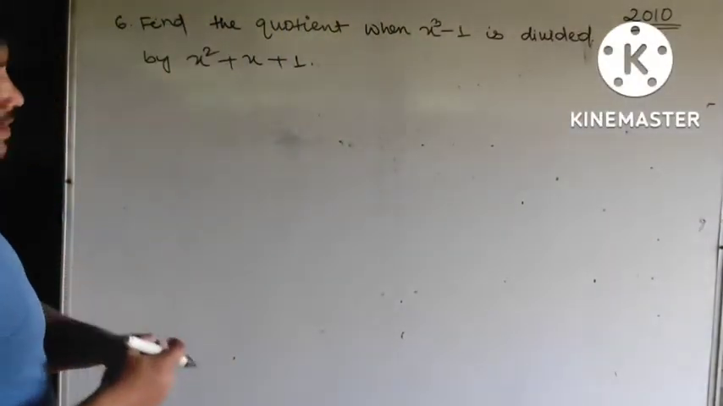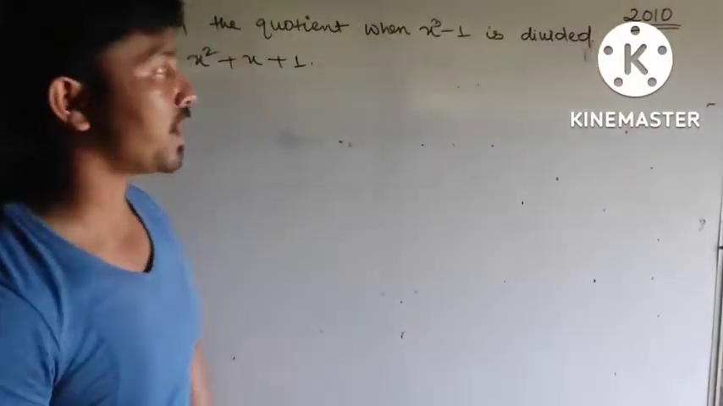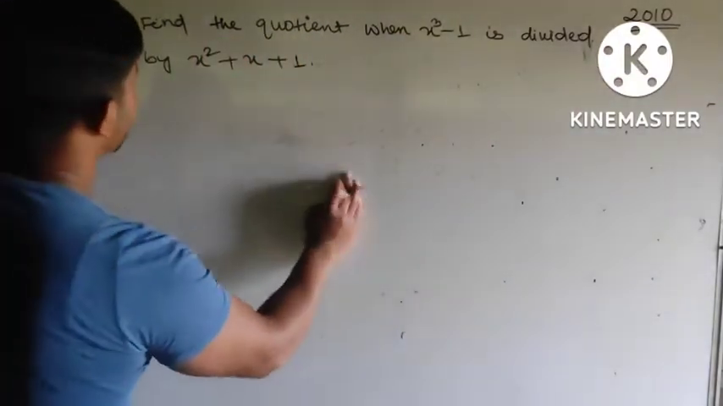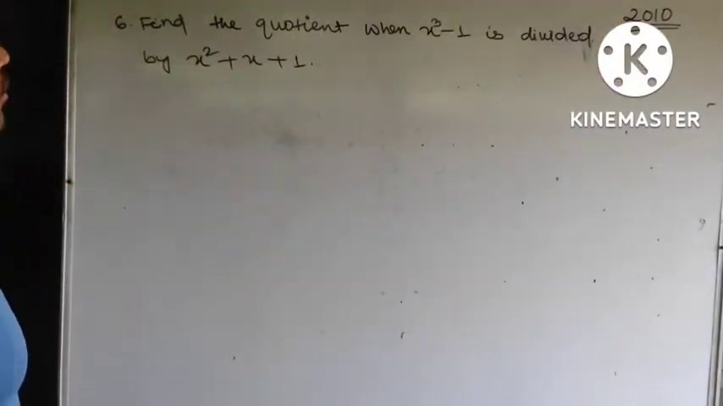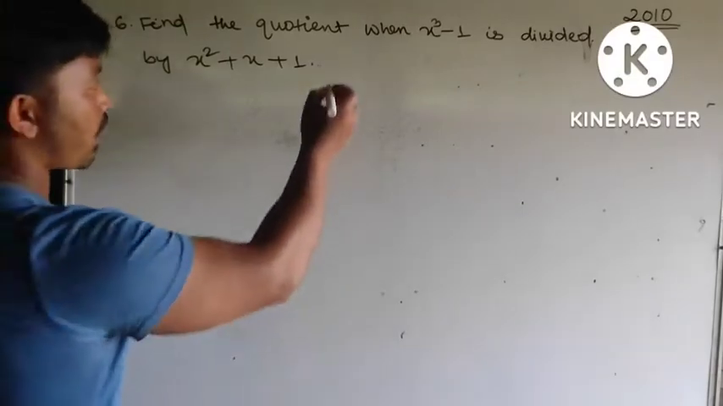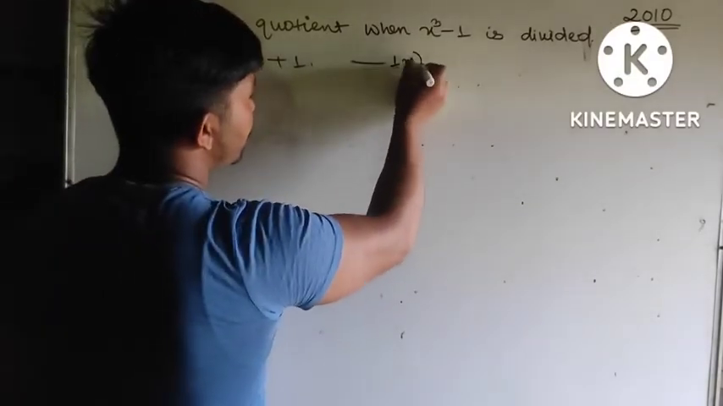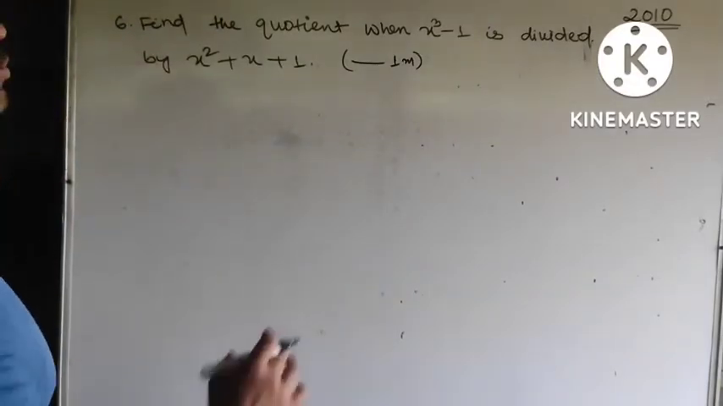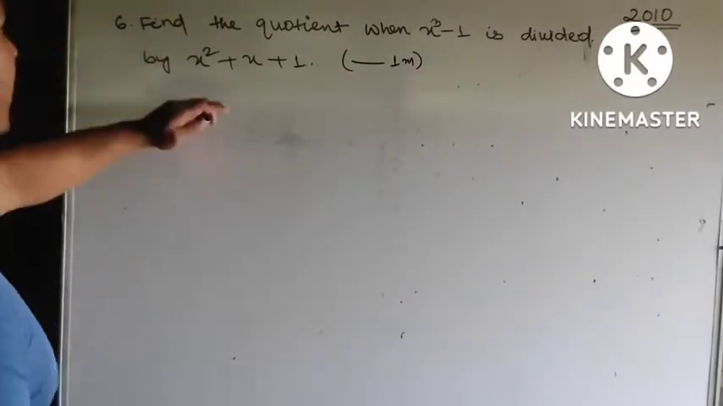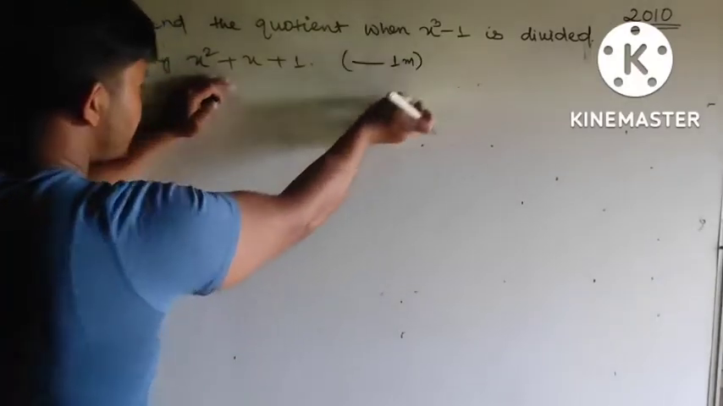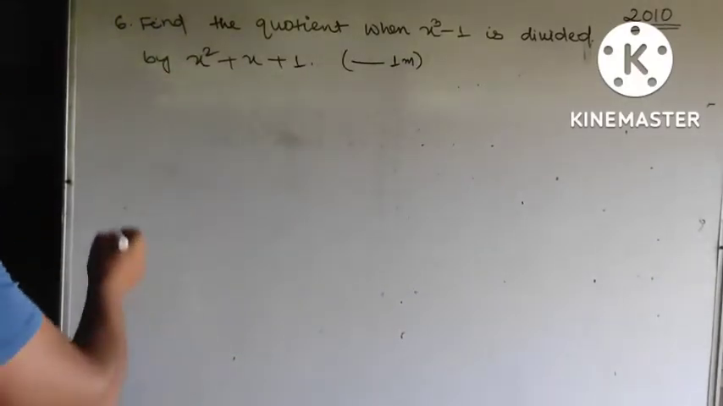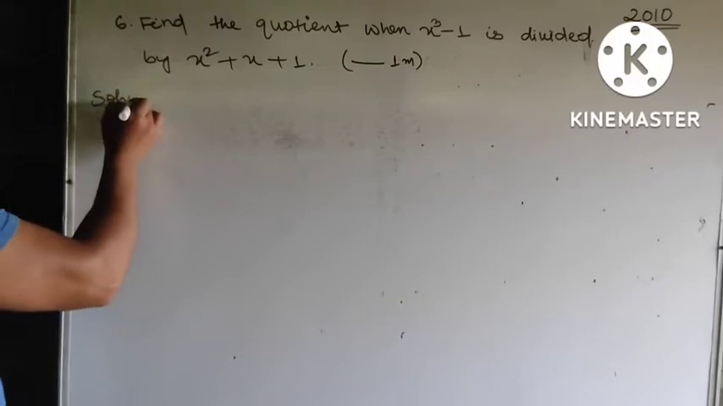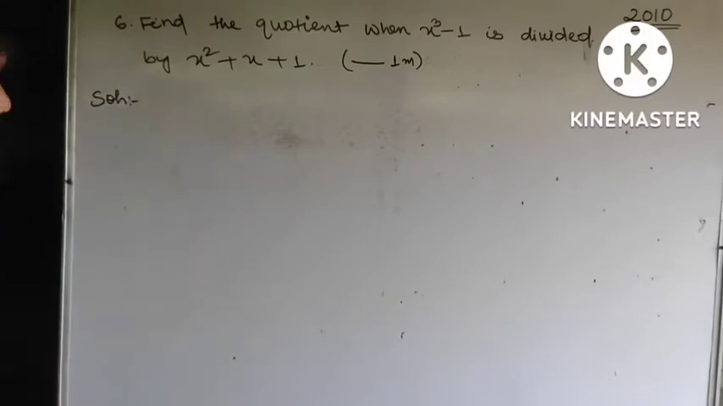Okay, question number 6. We are solving 2010 maths questions. I just want to see the question. Okay, here what is the question asking? Find the quotient when... This is for 1 mark. Actually here you can write only the answer. Find the quotient when x cubed minus 1 is divided by this. So this thing is being divided by this. So how are we going to find this? You just need to write the answer, but for the answer also you need to solve, right?